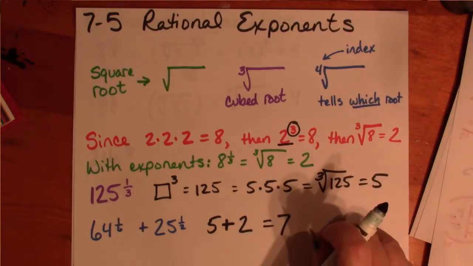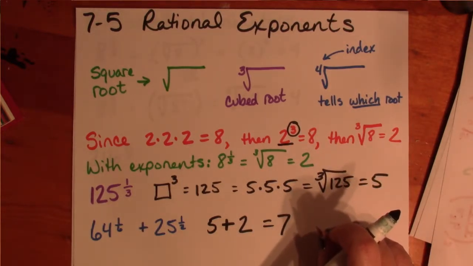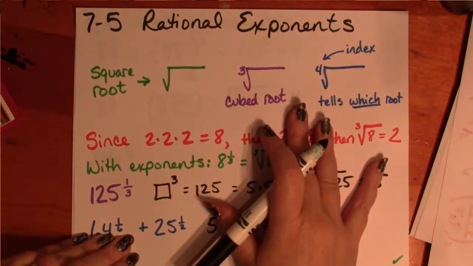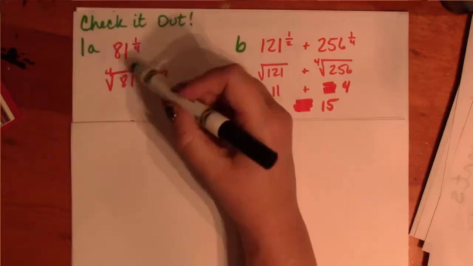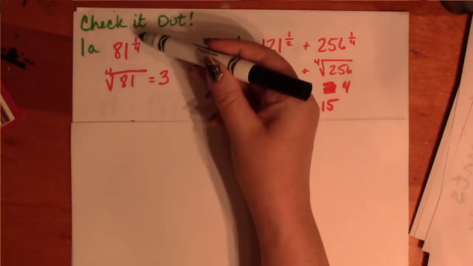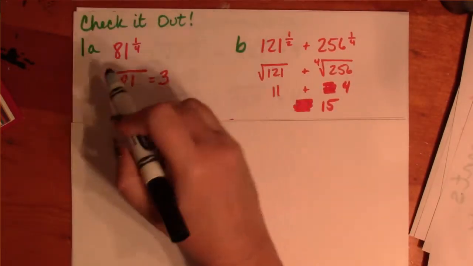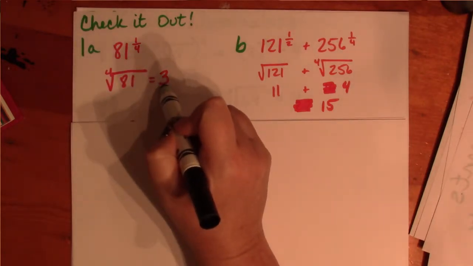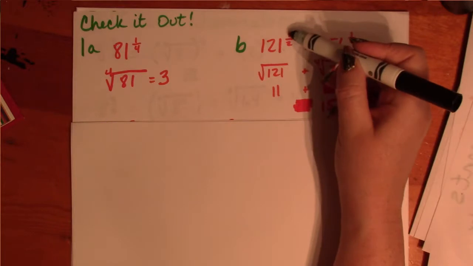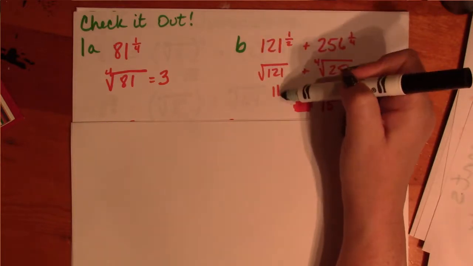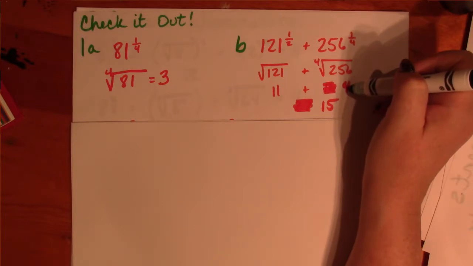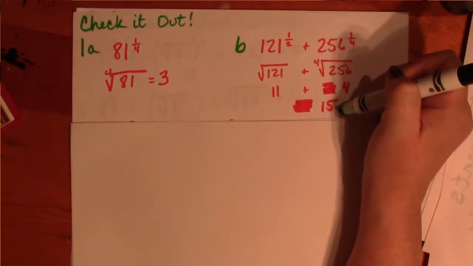So give a couple of these a try. On the top of page 489, check it out, number 1. Pause here, try number 1, and come back when you're done. With number 1, 81 to the 1/4, we're looking for the fourth root of 81, and that's going to be 3. The square root of 121 is 11, and the fourth root of 256 is 4. And 11 plus 4 is 15.